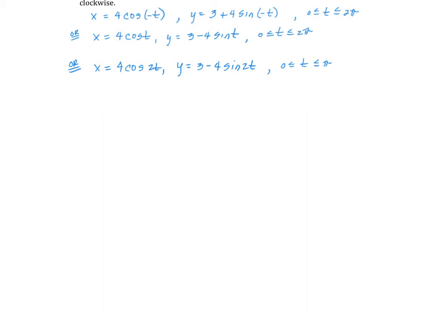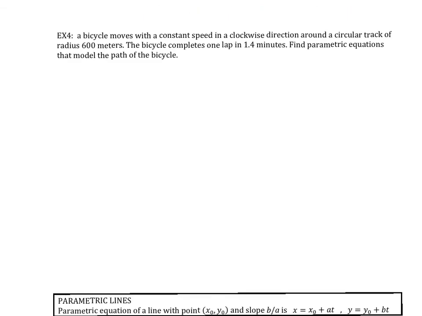See, I could do this infinitely and come up with infinitely many representations for this circle. The only criteria I have here is its center, its radius, and that it's generated clockwise. And all of these are okay. All right, let's go ahead and look at another example with circles.